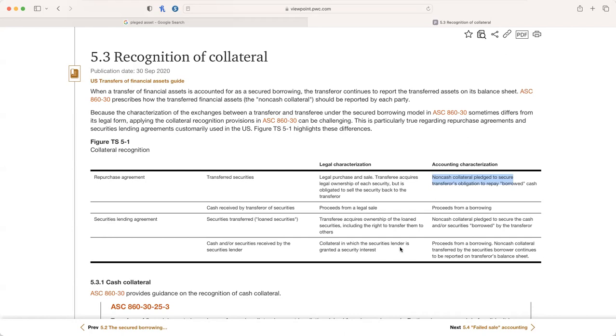So let's see, collateral: securities lender is granted a security interest. So again, it's still speaking about them, and the collateral is not the car, it's not the house. Cash and/or securities received by the securities lender. Proceeds from a borrowing. So remember we spoke about proceeds. Non-cash collateral transferred by the securities borrower continues to be reported on transferor's balance sheet. So let me go back to the chat, make sure I'm not ignoring anyone. Okay.